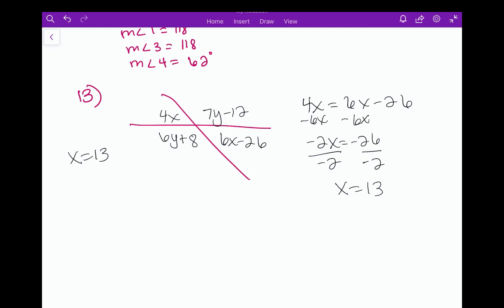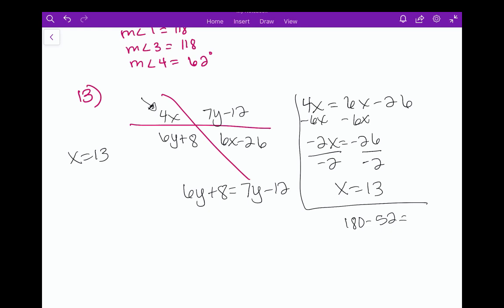Now I need to find y. Couple ways you could do this. One way is you could do 6y plus 8 equals 7y minus 12. Or you could also do, if you know that x is 13, you could multiply 4 times 13, which is going to be 52. You could subtract 52 from 180, 180 minus 52, and then that number is going to be equal to 6y plus 8.